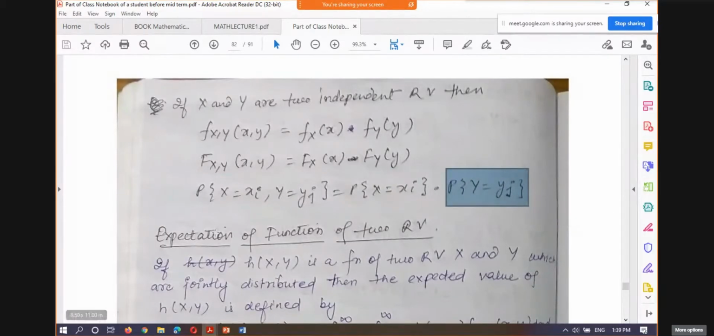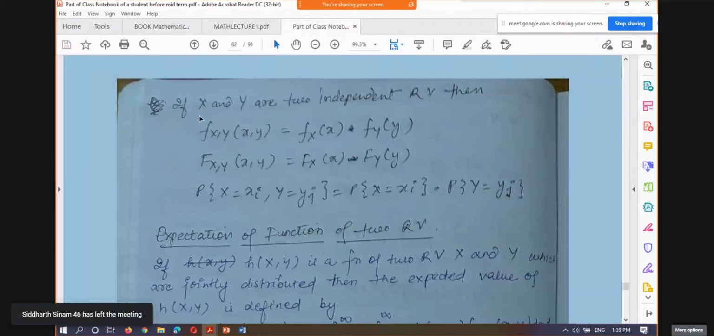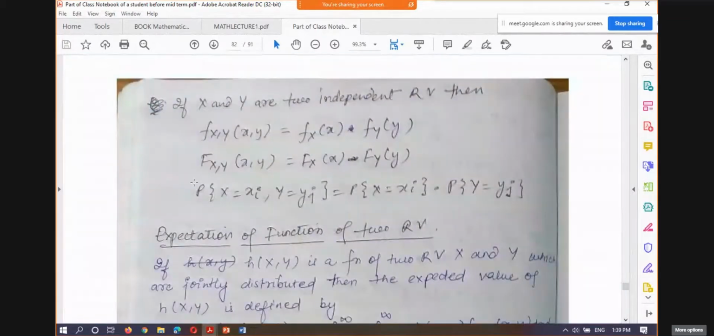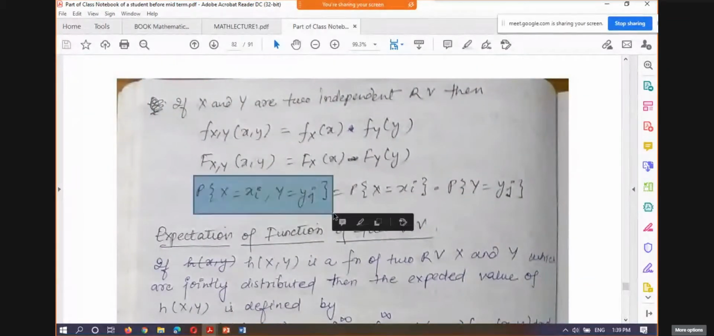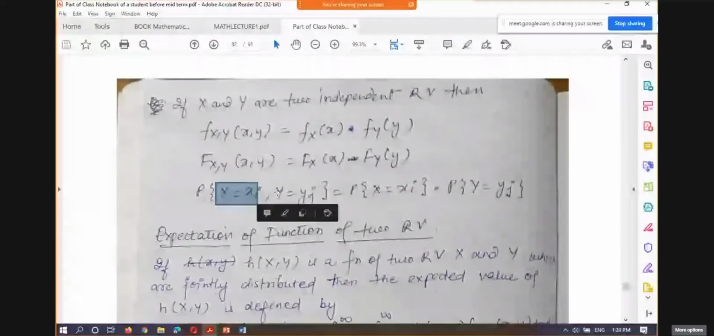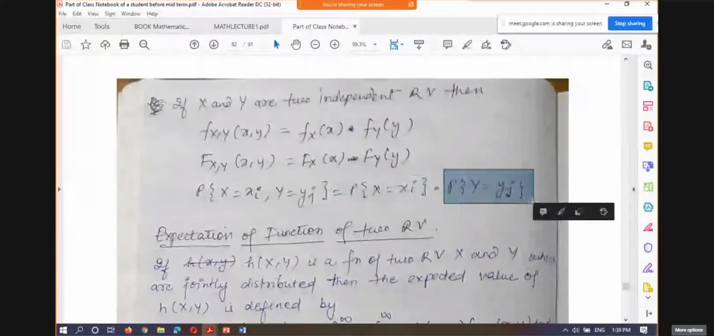Similarly, here I had written this for the continuous case, and this is for the discrete case, like a probability mass function. You can interpret it like that, because probability of x equals xi, comma y equals yj is a joint probability mass function, and it is given that x and y are independent. So the intersection of these two events is probability of x equals xi times probability of y equals yj.